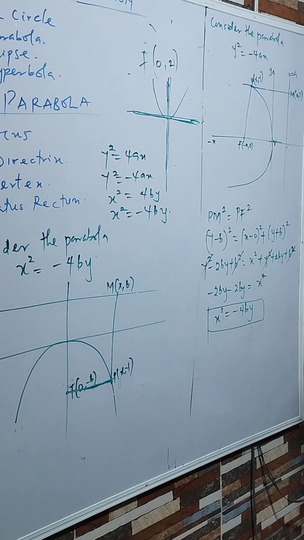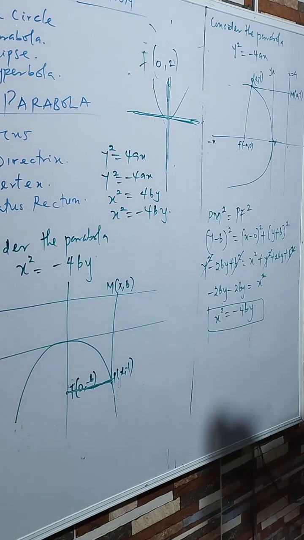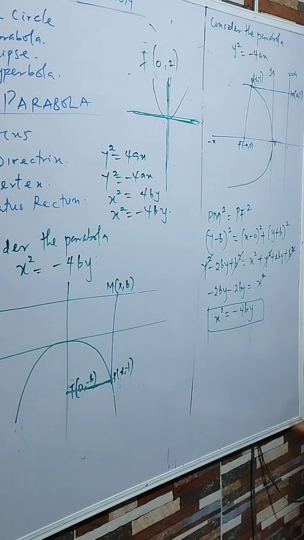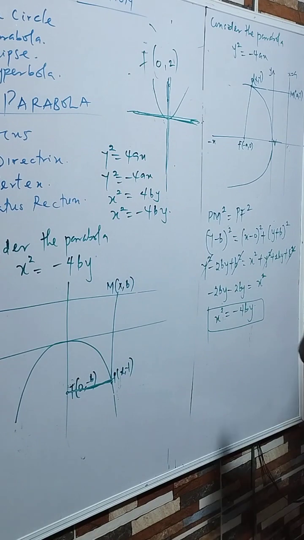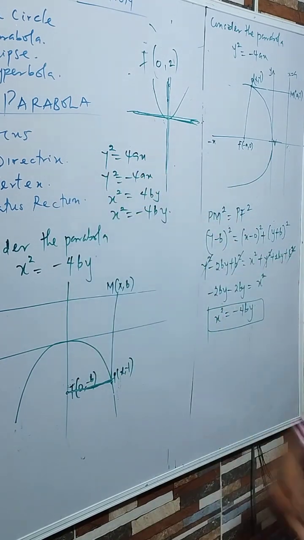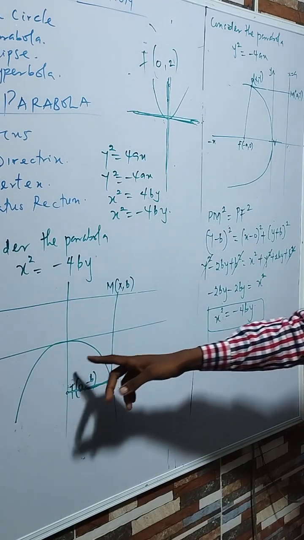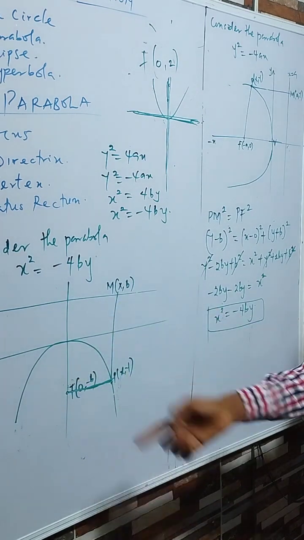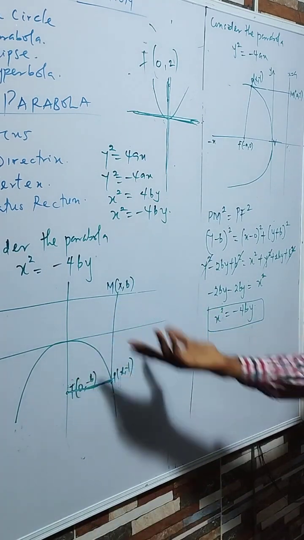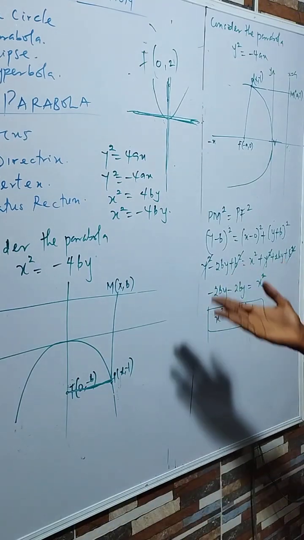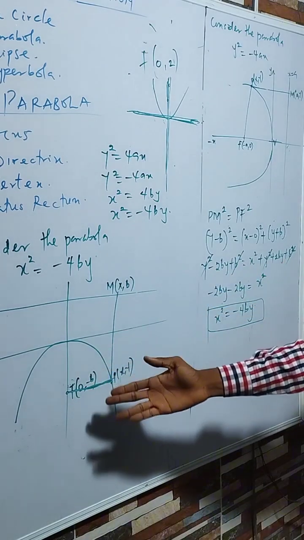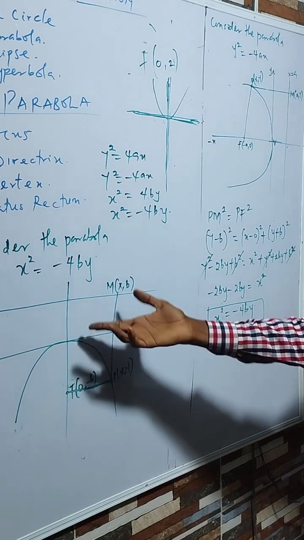So now, like I said earlier, what can they ask you to do in a question? A question can ask you to find the focus. A question can ask you to find the directrix. A question can ask you to find the vertex. Like I said, the vertices are not always at the origin. But in this context of what we are trying to show, we are proving them to be at the origin.